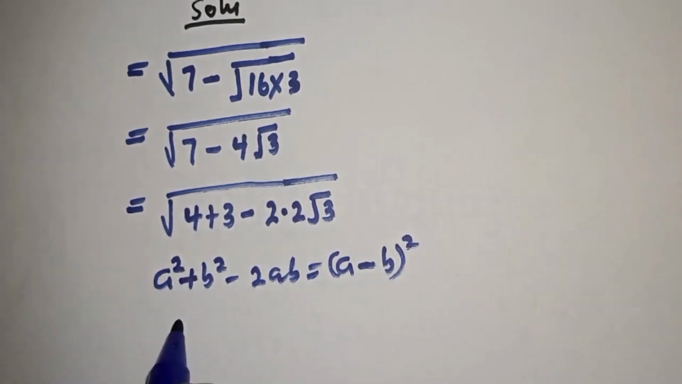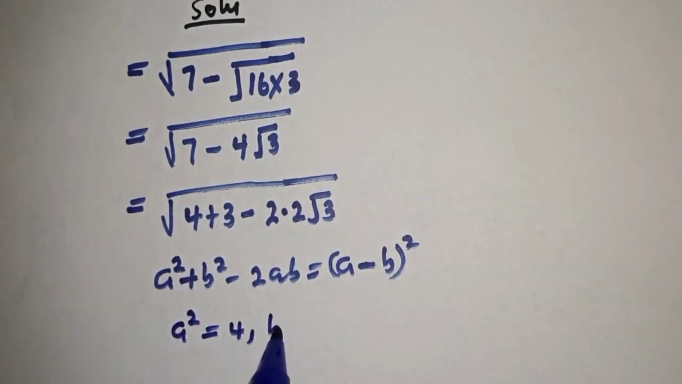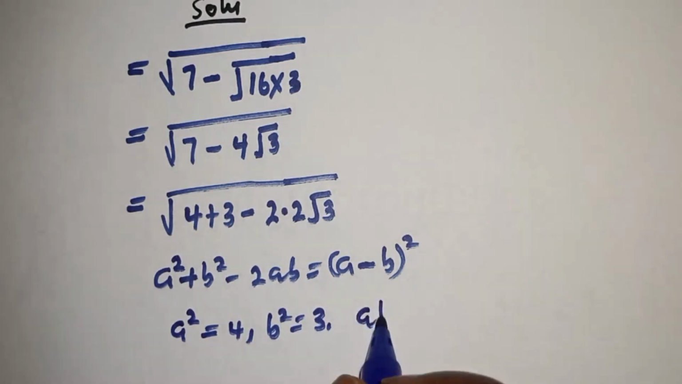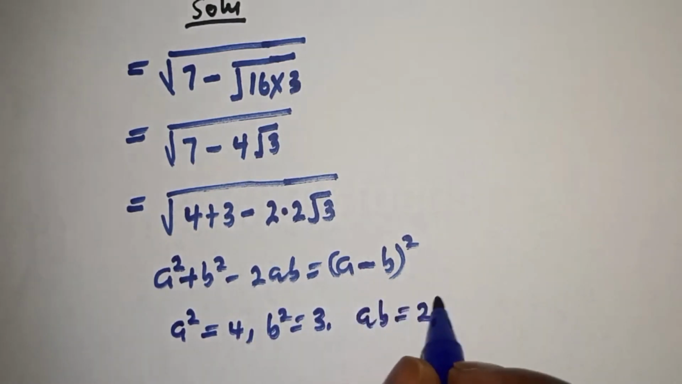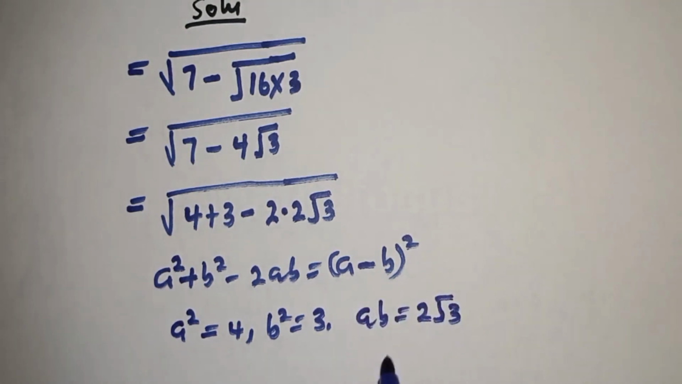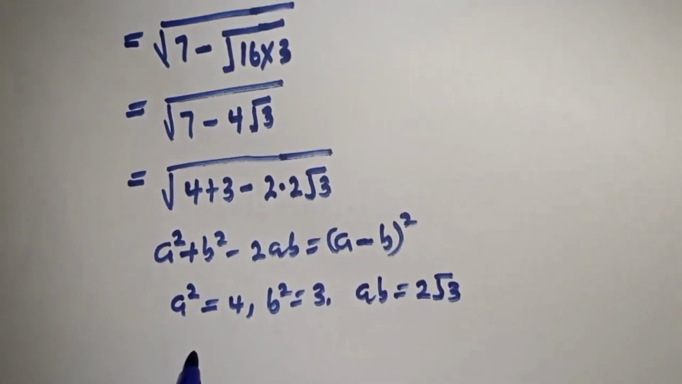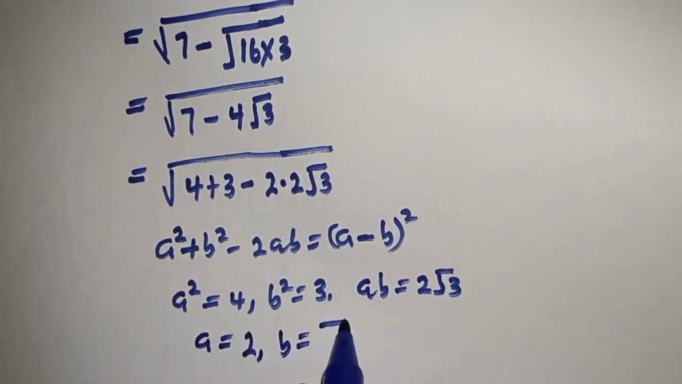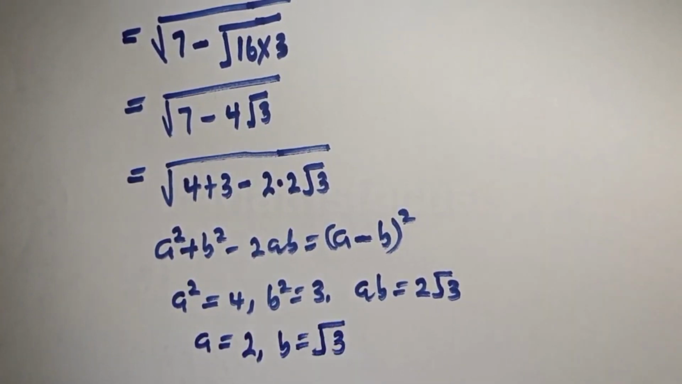So from here, a square is equal to 4, b square is equal to what? 3. Then ab is equal to 2 root 3. Therefore, a is equal to 2 and b is equal to root 3.